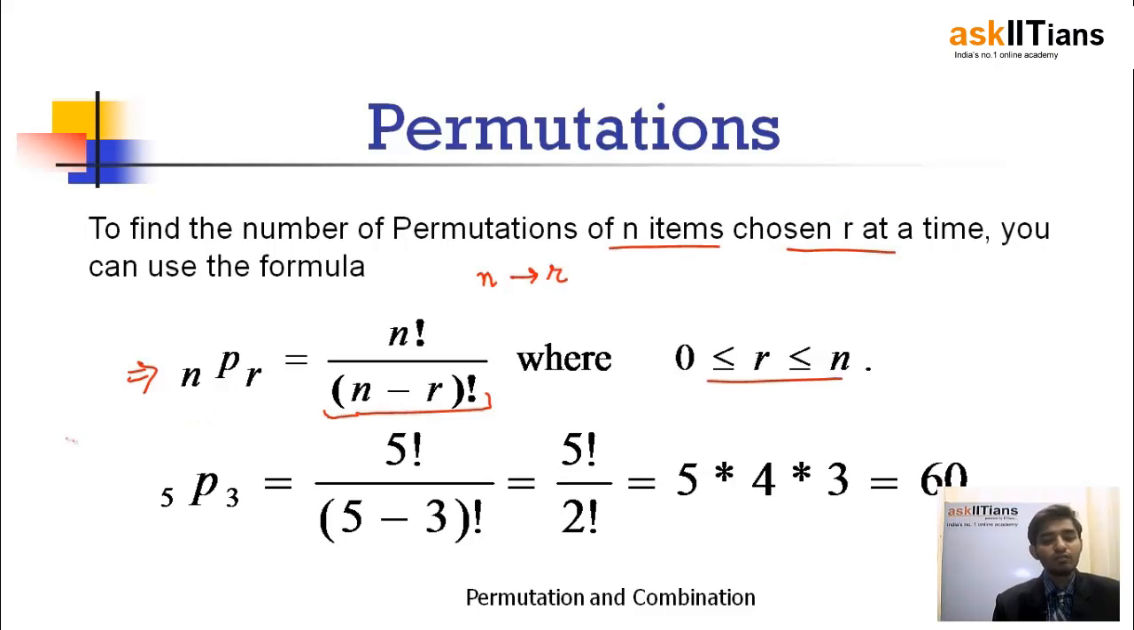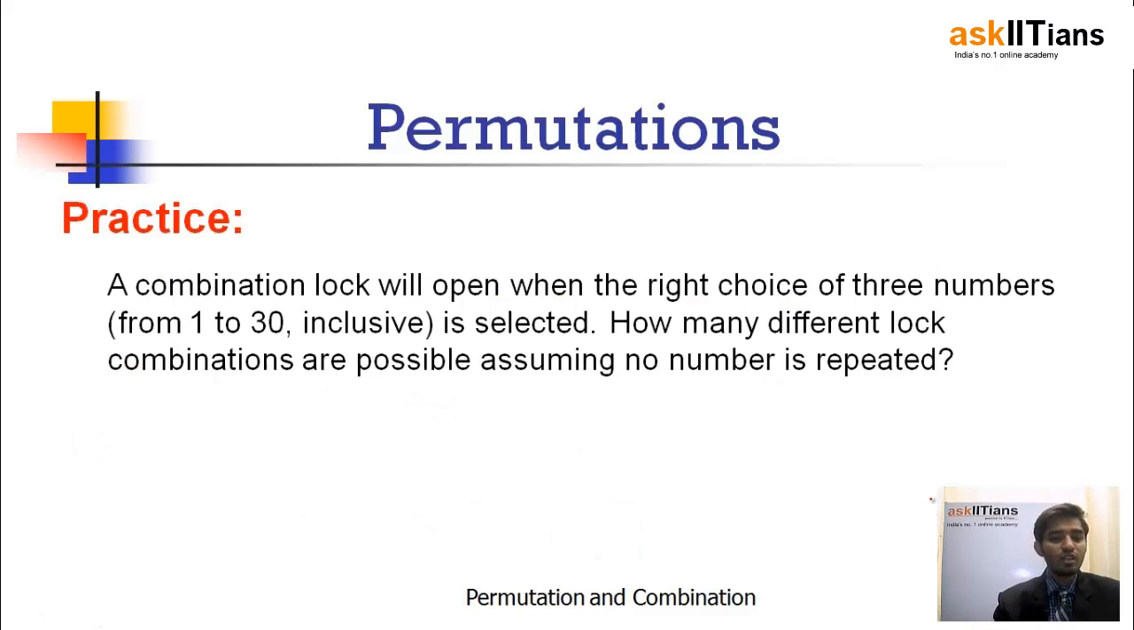Okay, so if I have 5 items and I want to choose any 3 items out of them, and then I want to arrange them, then the formula will be 5P3, and the value of 5P3 will be calculated by 5 factorial divided by (5 minus 3) factorial, which will be equal to 5 factorial by 2 factorial, which is equal to 5 into 4 into 3, which is equal to 60. Okay, now let us practice one problem based on this.